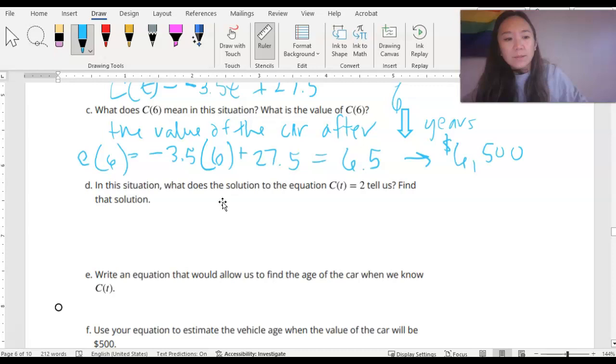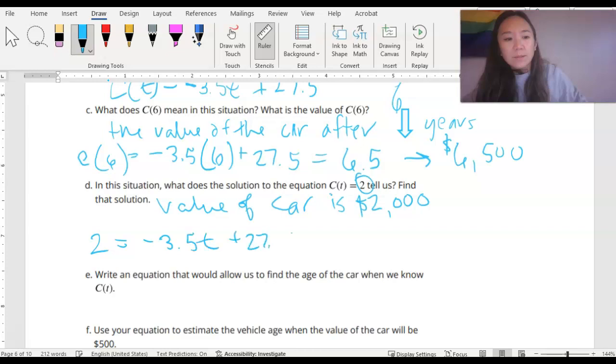All right, in this situation, what does the solution to the equation C of t equals 2 tell us? So this is when the value of the car is $2,000, and the input for t would tell us at what time that is true. And so to find that, we're going to make it 2, remember we're doing this in thousands. So 2 equals negative 3.5t plus 27.5.